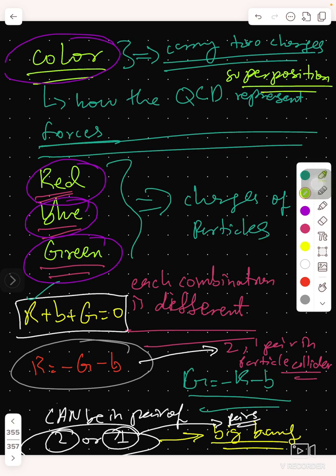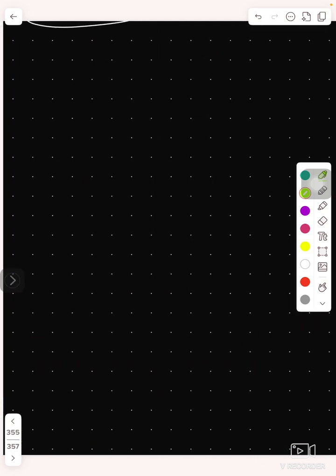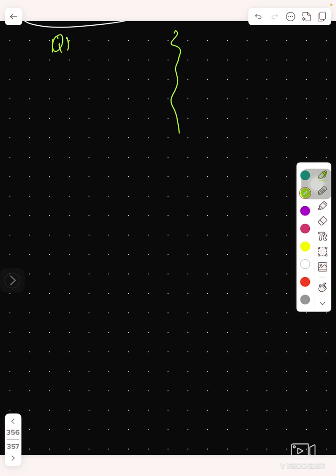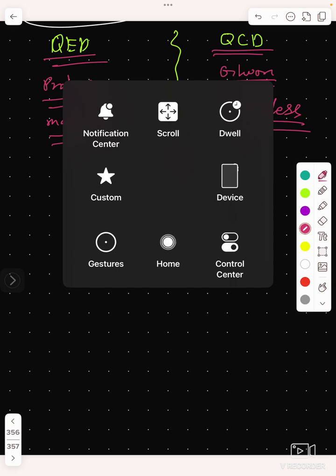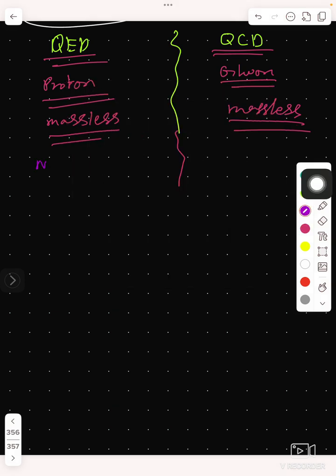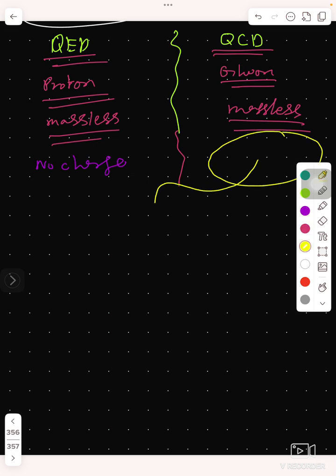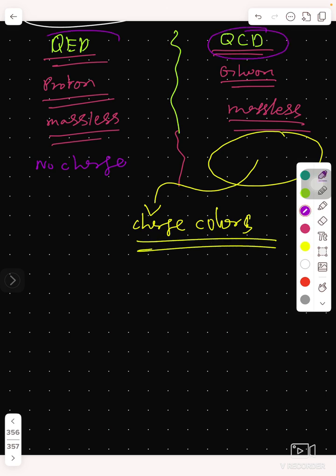Now, they are mostly similar, QED and QCD. The particles for QED are photons, and for this, gluons. Both particles are massless. Both have fields. Now what's the difference here? QED has no charge, it's neutral, because photons don't have charge. But here we have a charge, which is the color I was talking about. So that's the thing. Color is the difference between quantum chromodynamics and quantum electrodynamics.